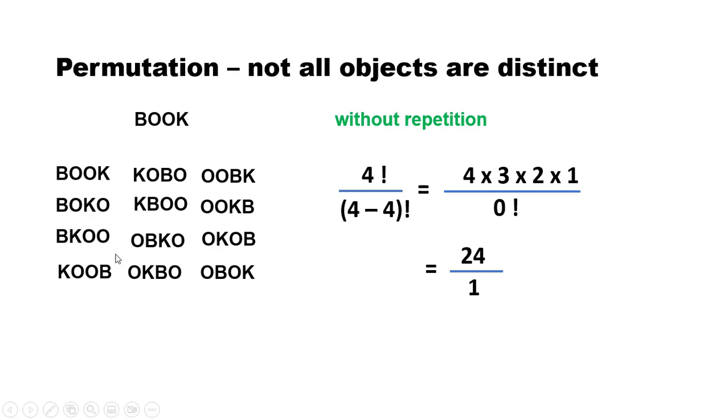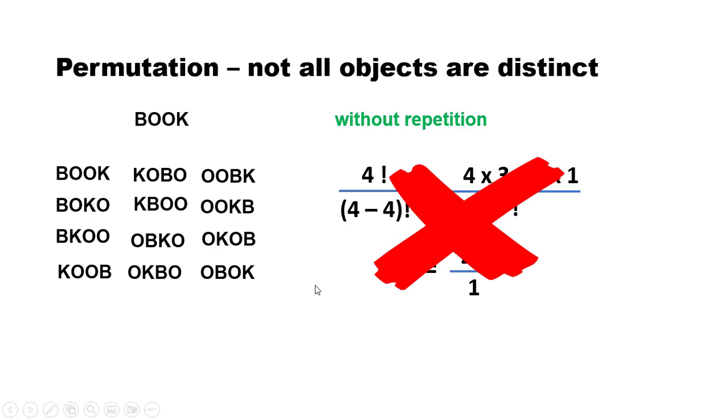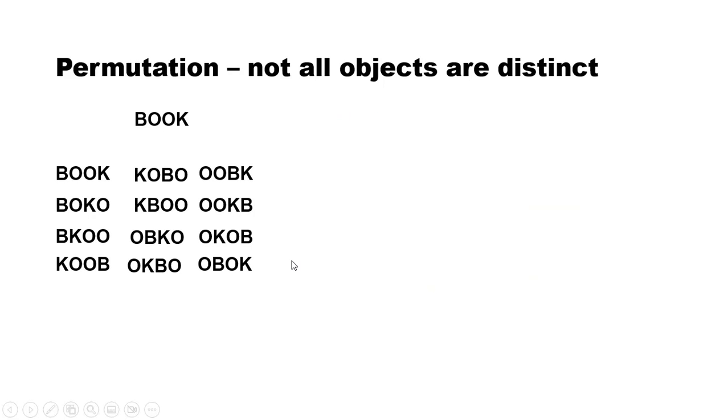But here we have only 12 and not 24. So what is wrong? Our formula does not take something into consideration, and so that's the reason why we are getting double the value of the actual number of permutations. So let's go ahead and check what that is.